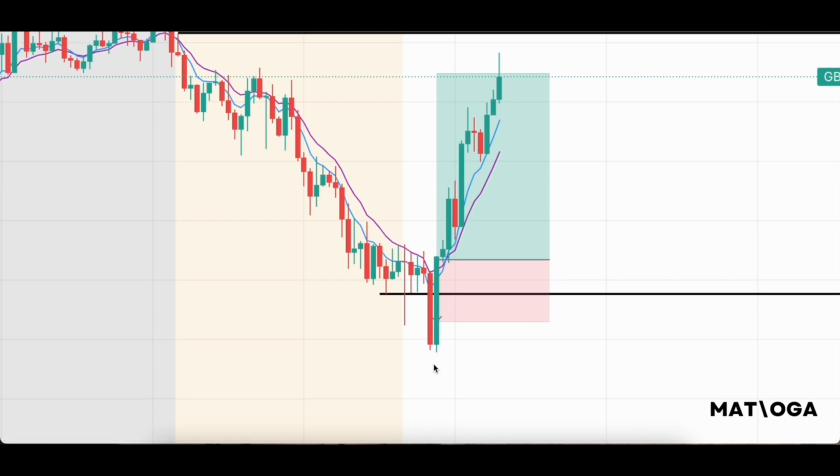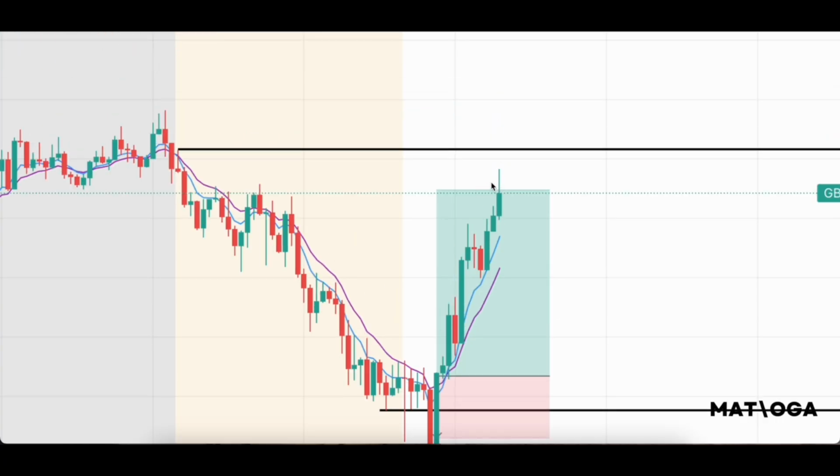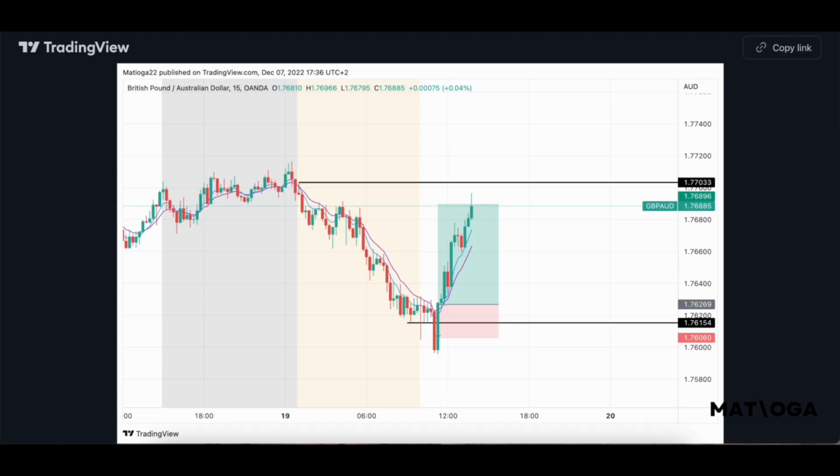But if my stop loss had been right here, then my take profit would be somewhere even here maybe. That's a lot to ask for a currency pair. So always keep this in mind as well. It's a good lesson.